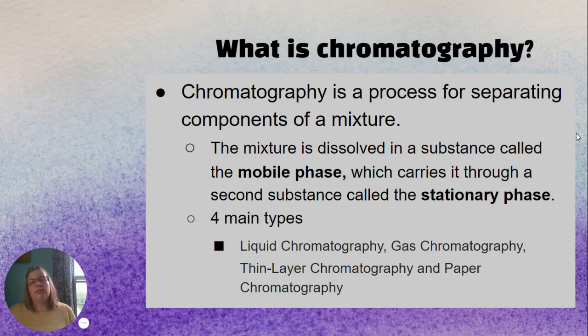The stationary phase could be something like a piece of paper. It could be a silicon-based solid column. It could be a layer of substance on a piece of glass or a piece of plastic. There are a bunch of different ways that you can do that, so you will see chromatography used in a bunch of different ways. We are going to see it using paper chromatography, but there are four main types. Honestly, there are way more than four types, but what we typically see are liquid chromatography, gas chromatography, thin layer chromatography, and like I said, our paper chromatography.